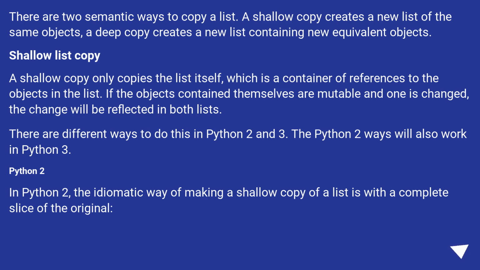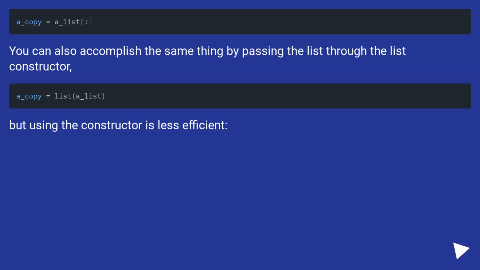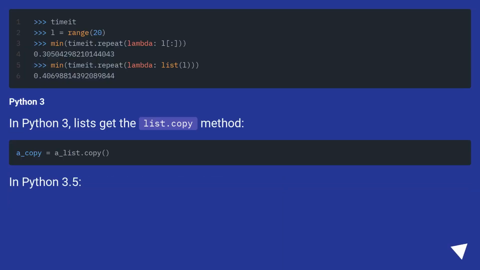Python 2. In Python 2, the idiomatic way of making a shallow copy of a list is with a complete slice of the original. You can also accomplish the same thing by passing the list through the list constructor. But using the constructor is less efficient. Python 3. In Python 3, lists get the list.copy method. In Python 3.5.